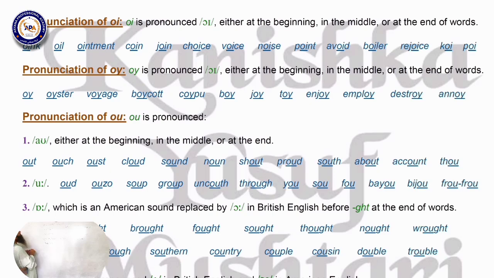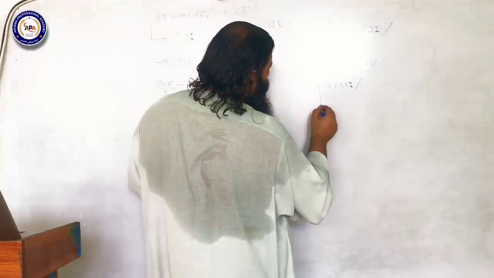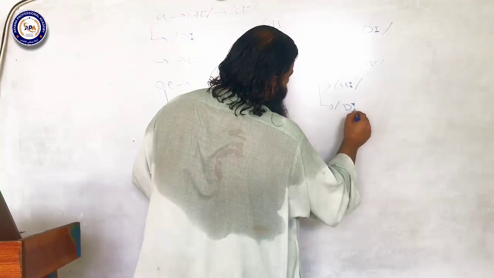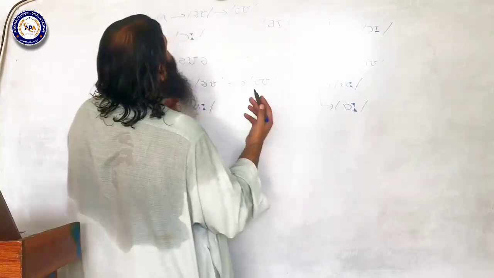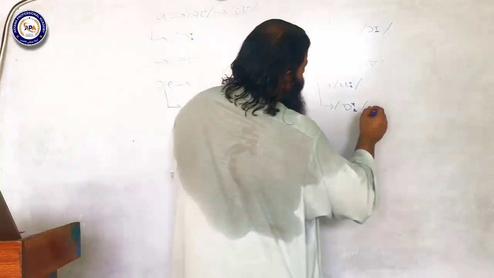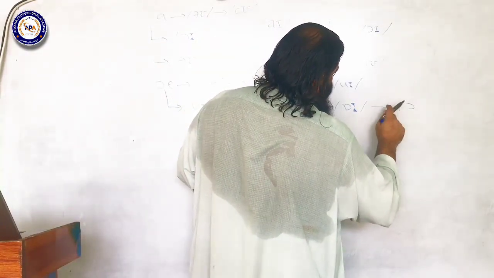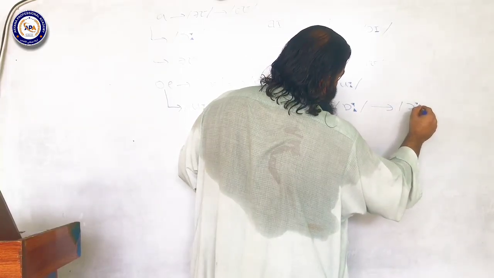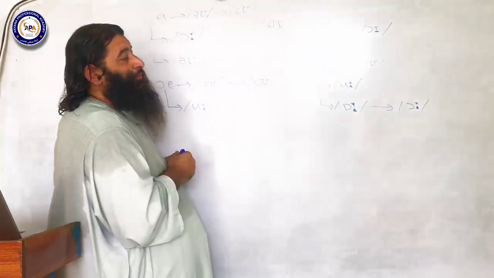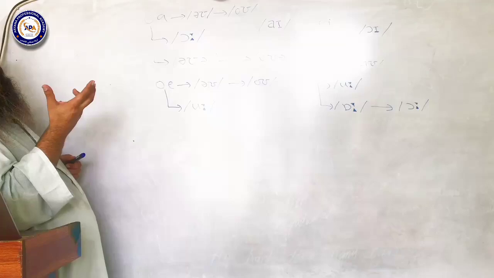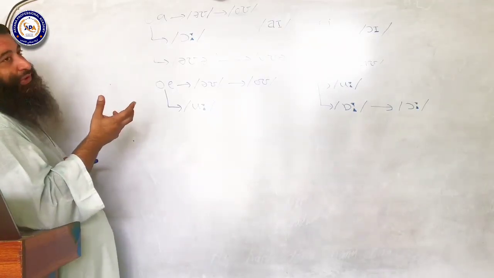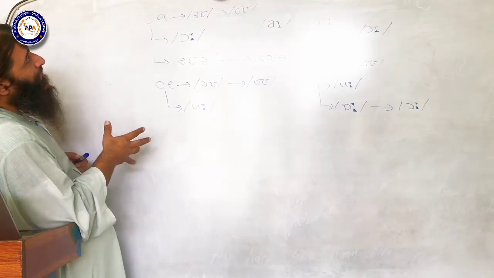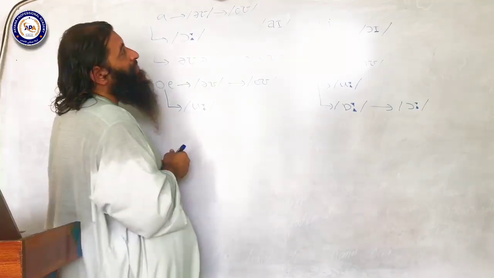Third sound given by OU is the American sound R. Long back vowel, lips semi-rounded, which is an American sound not available in British. And it is always replaced by O in British English. For example, in A we studied before LK, like American talk, walk, British talk, walk, and also in AW we studied American R, British O. Similarly, OU is sometimes pronounced R in American English, replaced by O in British English.